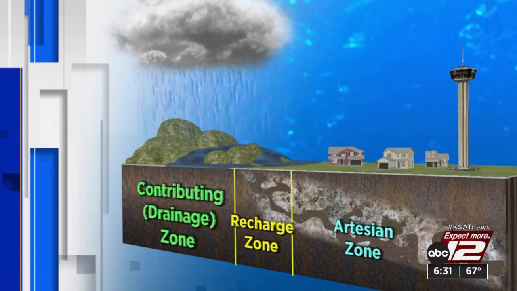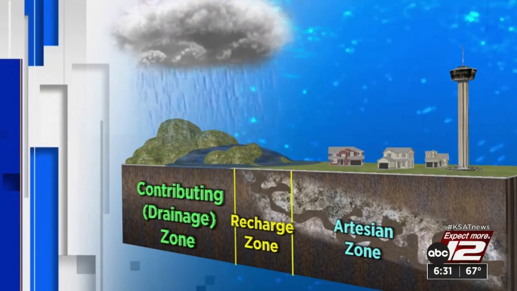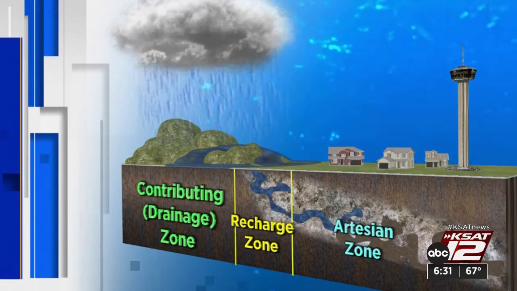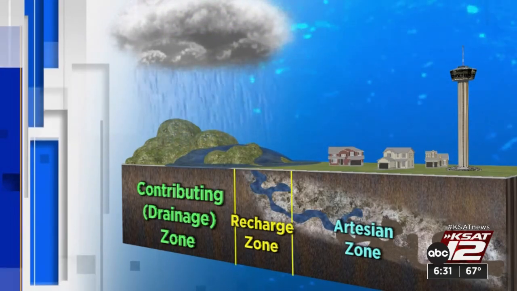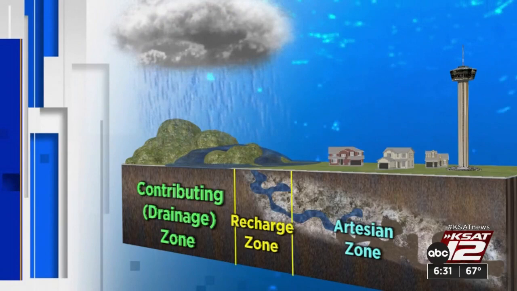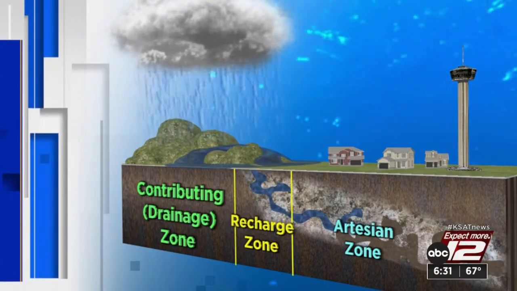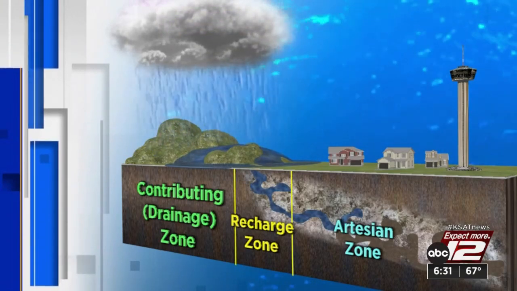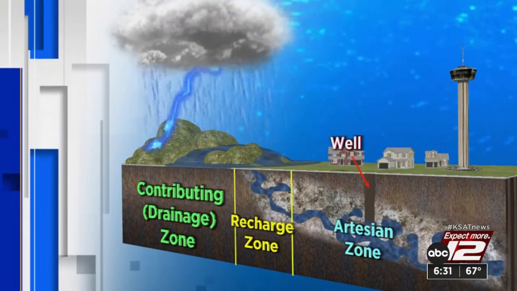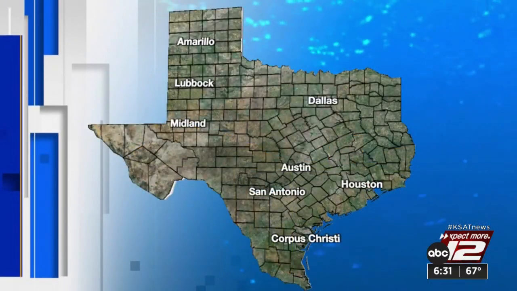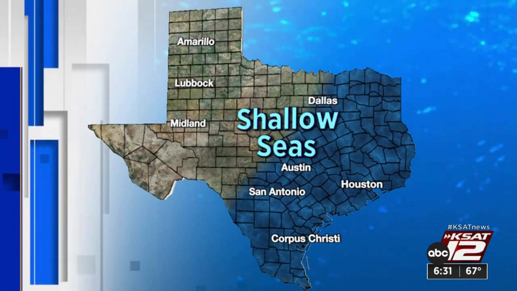When rain falls on the contributing zone, it flows down into the recharge zone. Think of all the porous limestone in Government Canyon, for example. When the rain falls directly on the recharge zone, it goes straight into the aquifer. Then pressure from all that water builds up in the artesian zone, which is where we access that water through wells.